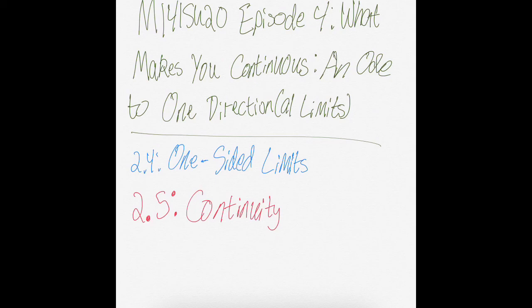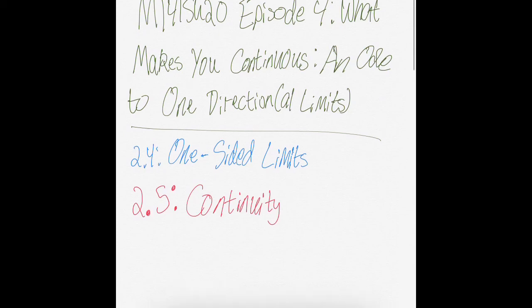Today we are on episode 4, and we are giving an ode to one-directional limits, talking about what makes you continuous as we look at sections 2.4 and 2.5. 2.4 looks at one-sided limits, and 2.5 looks at continuity. These two ideas are very closely related, as the notion of continuity, the definition, really depends upon these one-sided limits.